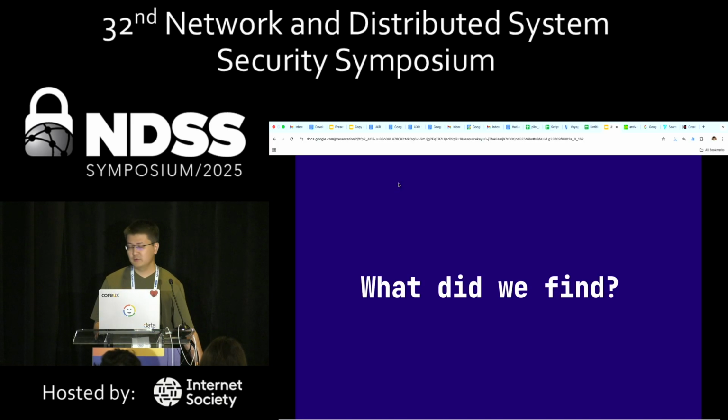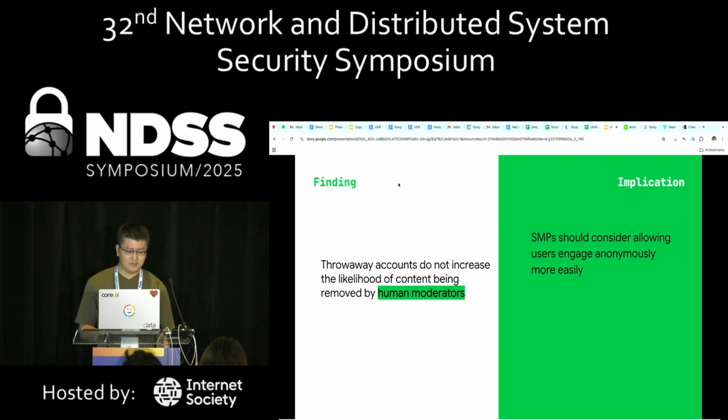So what did we find, right? First, we found that throwaway accounts do not increase the likelihood of content being removed by human moderators. Users often have privacy needs to use online communities, including SMPs, anonymously, especially for highly sensitive topics. Currently, being anonymous on SMPs is not easy, though.